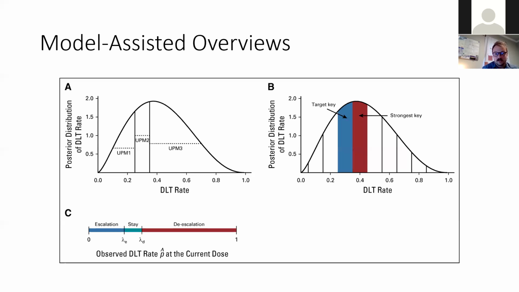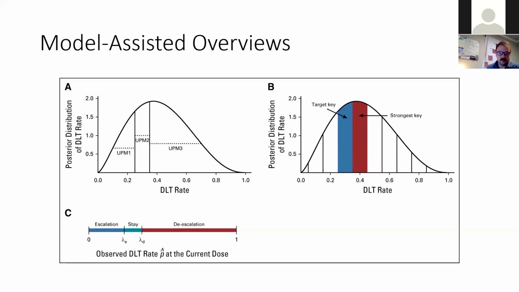So how this design works, similarly to the mTPI, is we're going to look at the relative position between the target key and the strongest key, where the strongest key is whichever one has the largest UPM, and make a decision whether to escalate or de-escalate depending on whether that strongest key is larger or smaller, on the scale, relative to the target key. So, for instance, if the strongest key is on the left of the target key, that would indicate that we're probably underdosing, so we need to escalate.